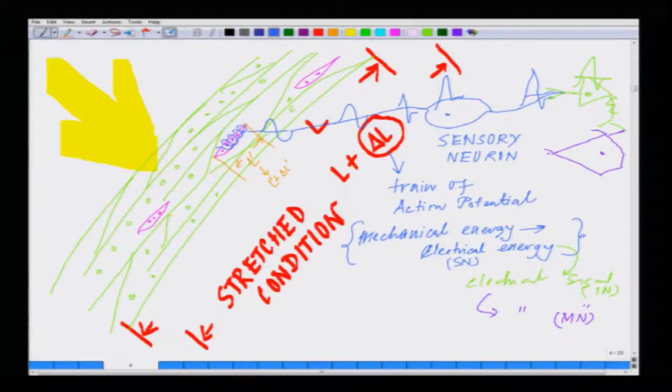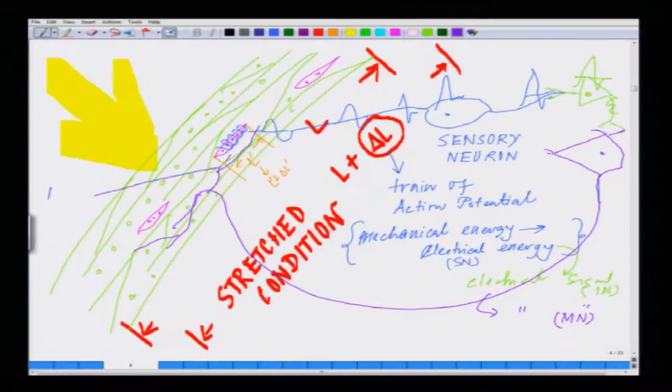Now, the motor neuron out here, which is the largest neuron, carries the message back to the muscle. And this junction is called the neuromuscular junction. Now the electrical signal of the motor neuron is translated again back to a mechanical signal in the muscle.